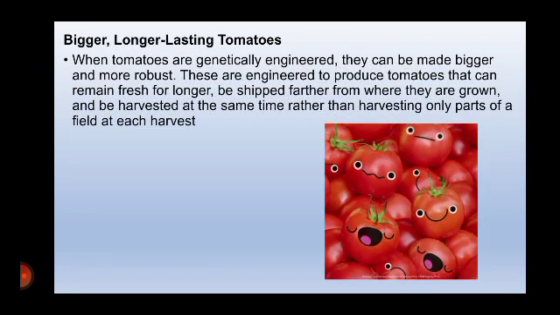Bigger, longer-lasting tomatoes. When tomatoes are genetically engineered, they can be made bigger and more robust. These are engineered to produce tomatoes that can remain fresh for longer, be shipped farther from where they are grown, and be harvested at the same time rather than harvesting only parts of a field at each harvest.